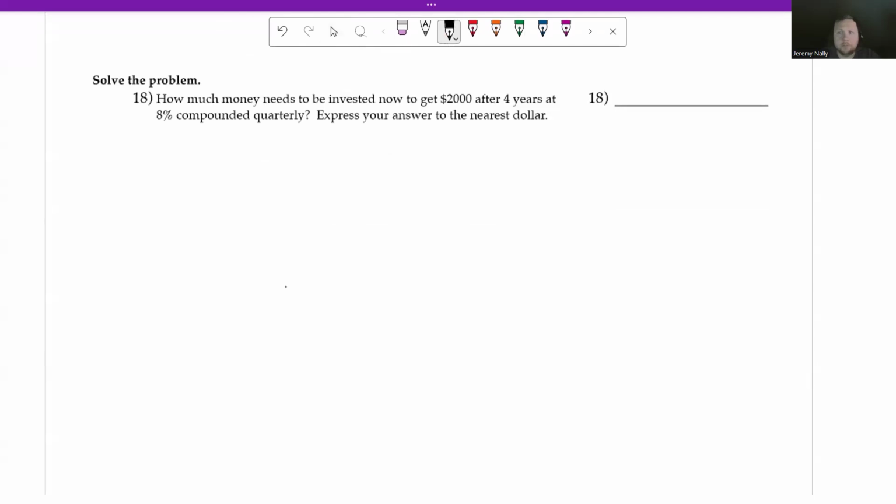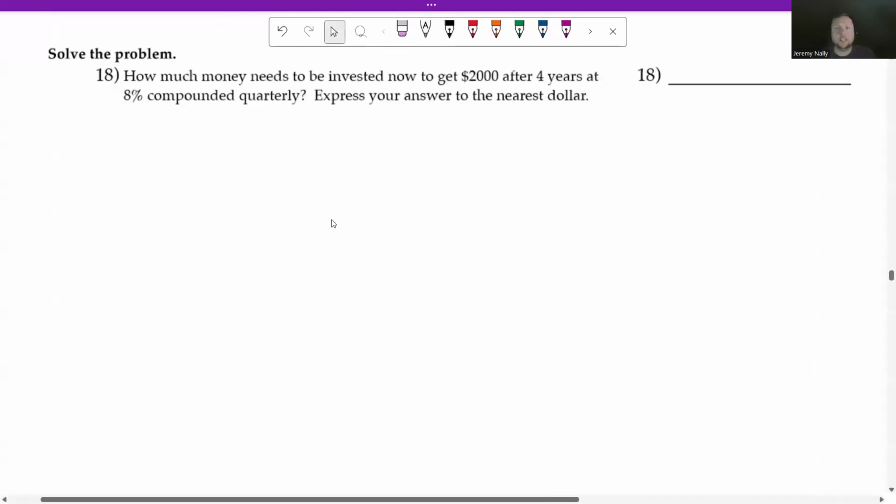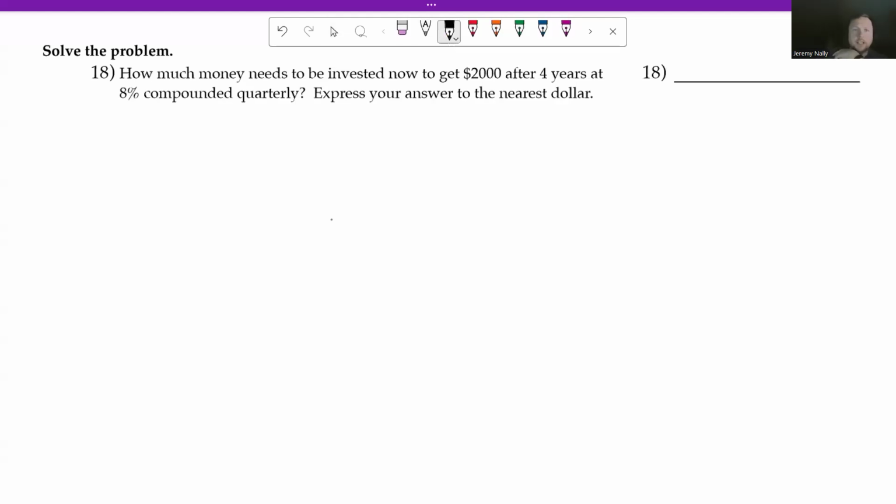Okay. How much money needs to be invested now to get $2,000 after 4 years at 8% compounded quarterly? Express your answer to the nearest dollar. So if we see compound interest, and it said how much money needs to be invested now to get the $2,000, they're giving us the future value of 2,000. We're actually looking for the principal value.